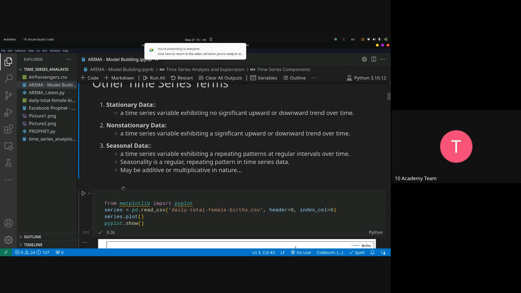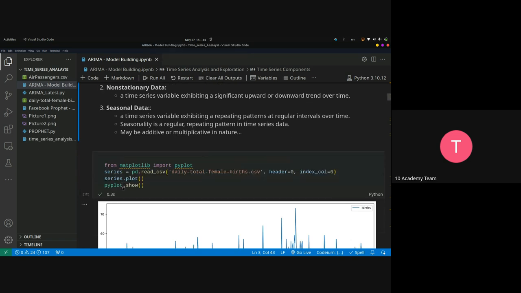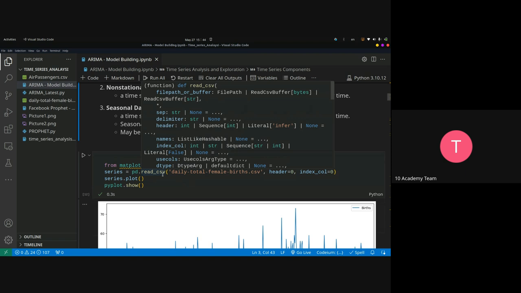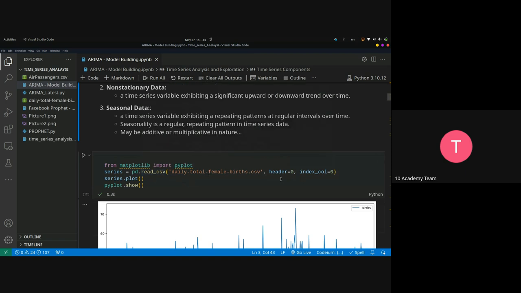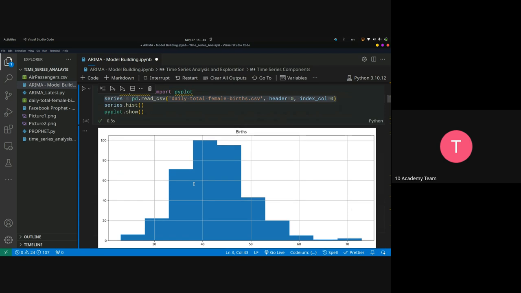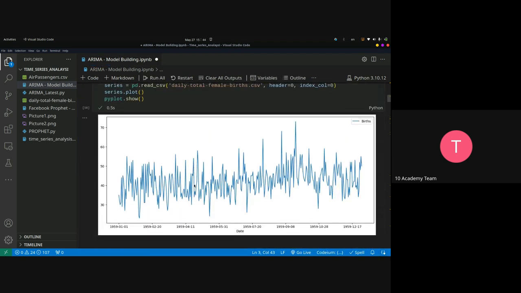So basically, I will import two time series data. One is a stationary kind, and the other is non-stationary. Here I have the daily total female births. It's a CSV file, so I will read that one. And if I plot it, I get this.